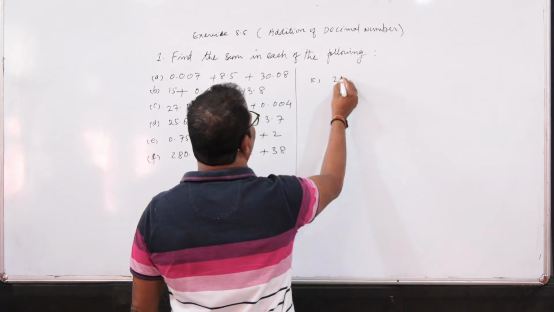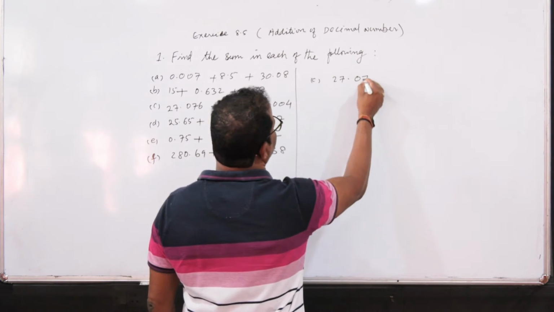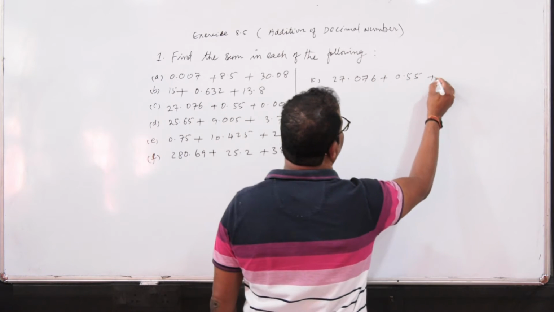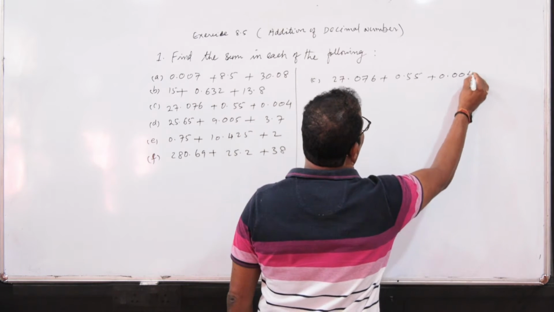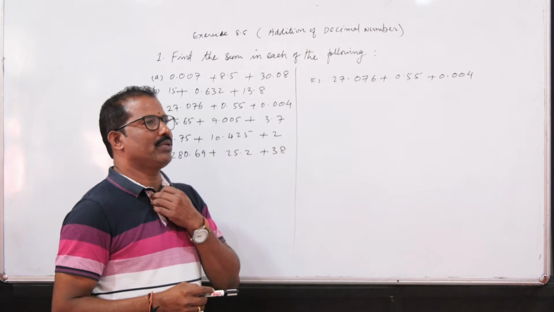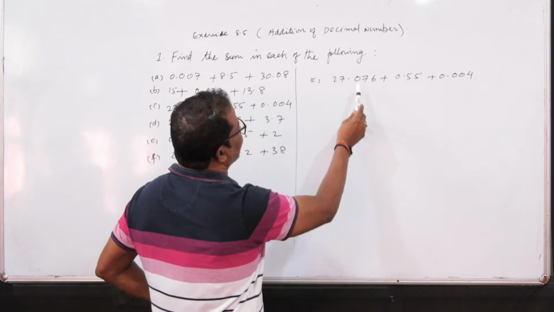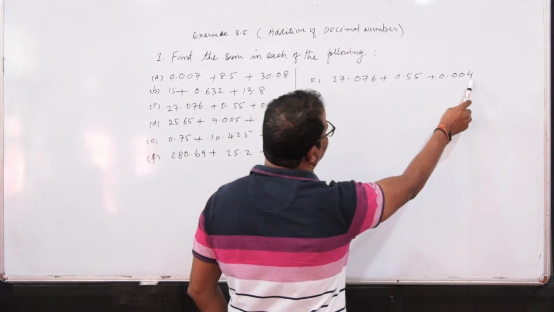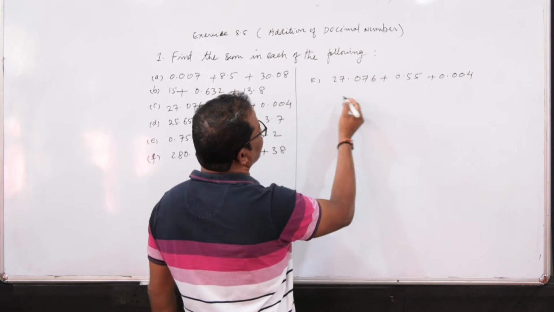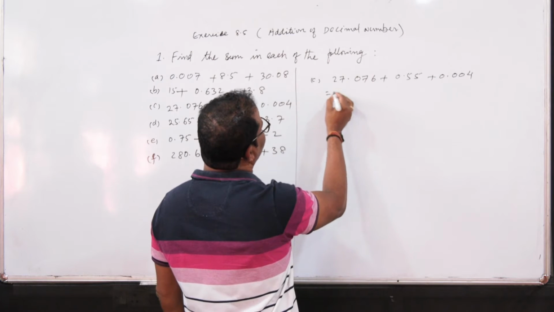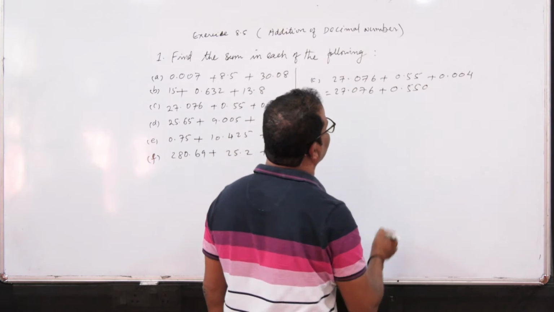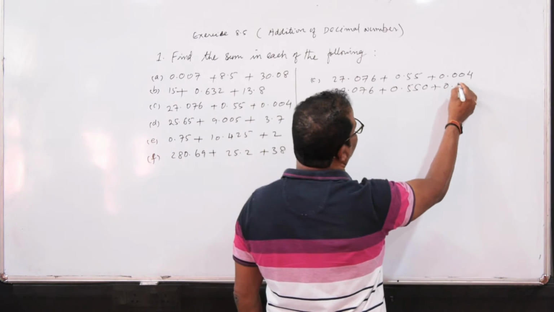Next question now, that is C. What is that? 27.076 plus 0.55 plus 0.004. Here also the given decimals are not like decimals. So we have to make them like decimals. How it is? Here the maximum places are 3, here 2 and here 3. So these are the same like decimals only, but this number is not in the third decimal place. So to convert into like decimals, we have to add a 0 in this number. Now it is okay, and it is 0.004.